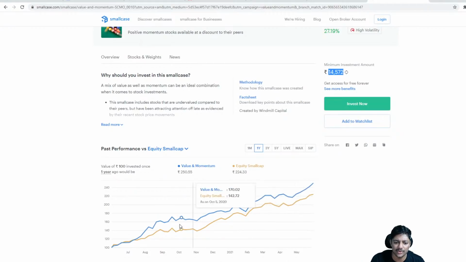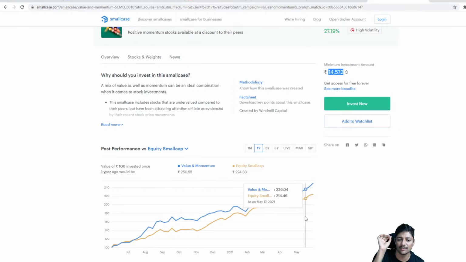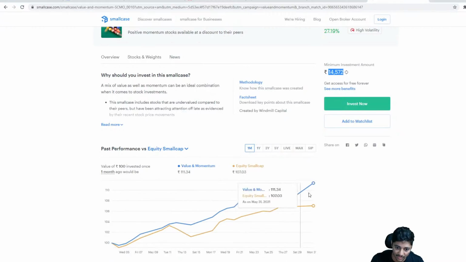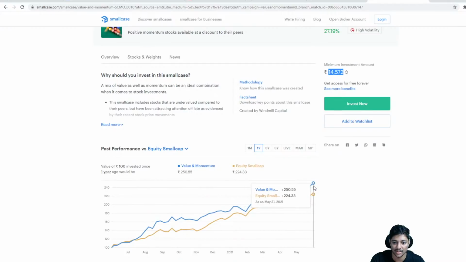But the only good news is it should be going up. As long as it is going up and beating your inflation index, which is around 6%, anything more than 15% or 20% in a year, guys, is considered amazing. Number one. Now, are you looking at this? In the last 1 month, you can see 11%. In the last 1 year, you will see 2.5 times, etc. Okay? This is what it is.